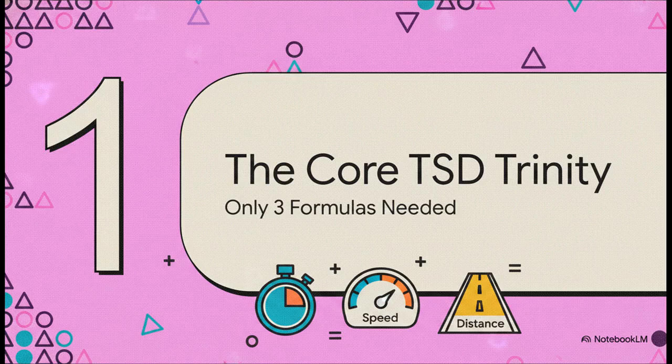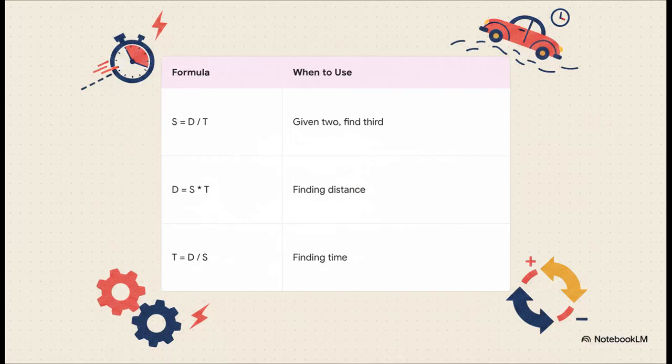All right, let's jump right into part 1, the core TSD trinity, or the only 3 formulas you actually must memorize. Now, these 3 formulas are incredibly simple, right? Speed equals distance over time, distance equals speed times time, and time equals distance over speed. But here's the absolute secret.